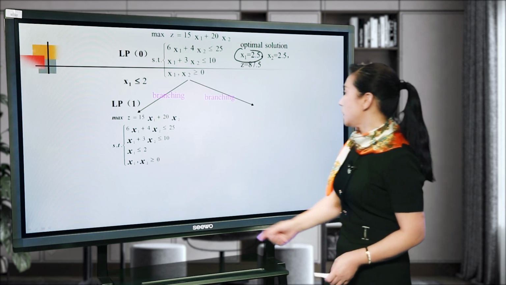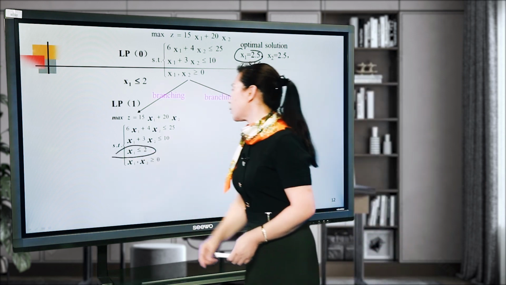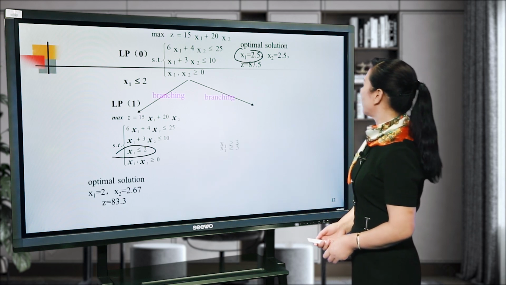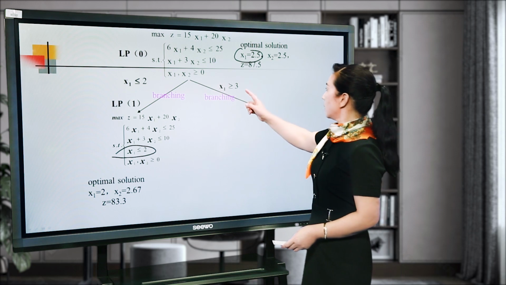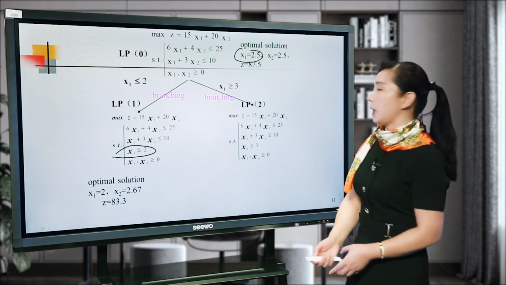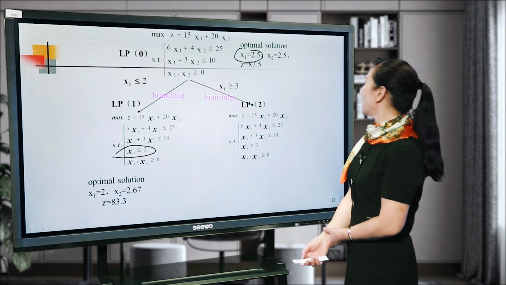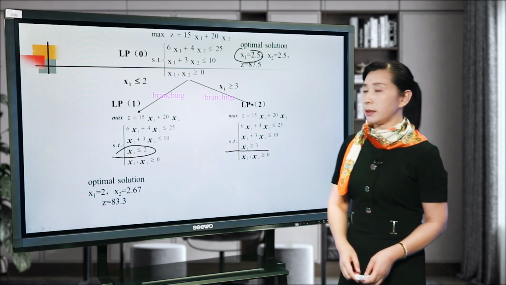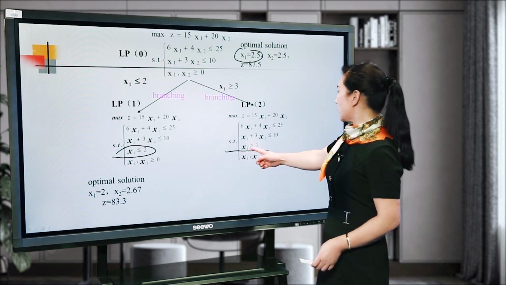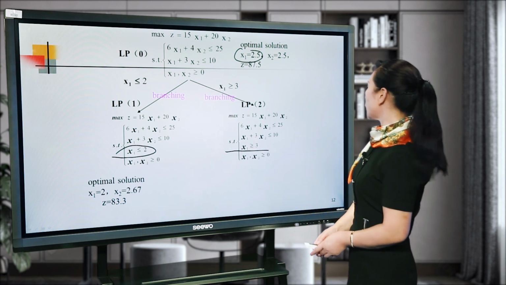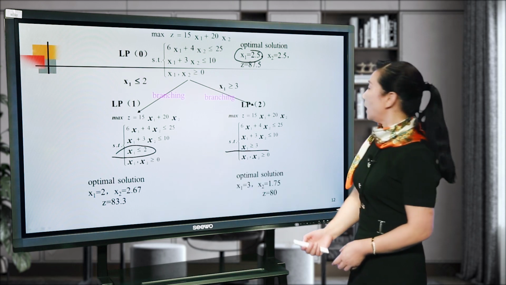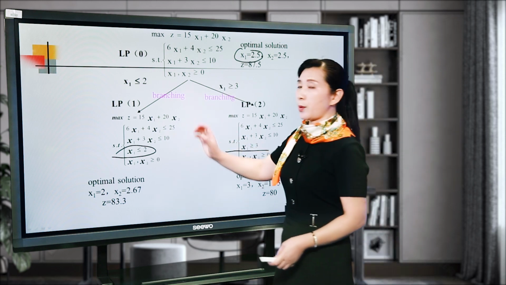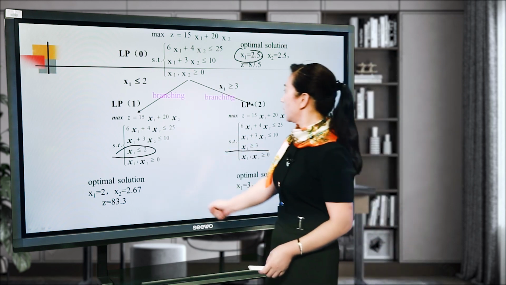This branch we denote by LP1. We need the additional constraint x1 less than or equal to 2, and we set x1 greater than or equal to 3. We get another subprogram, LP2, and in this model we need another constraint, x1 greater than or equal to 3. So we solve these two subprograms by simplex.